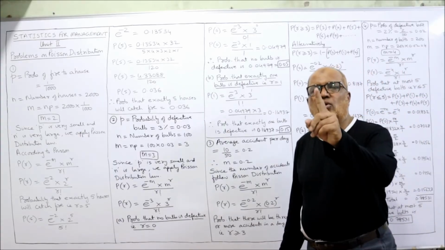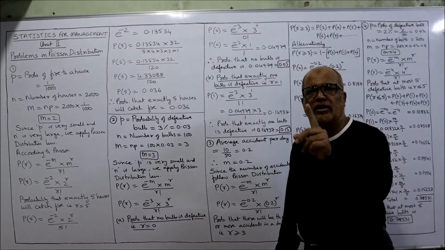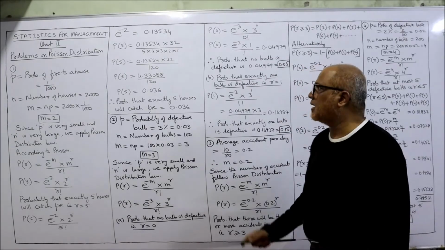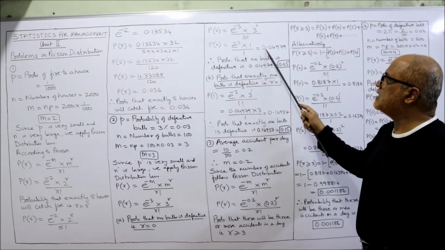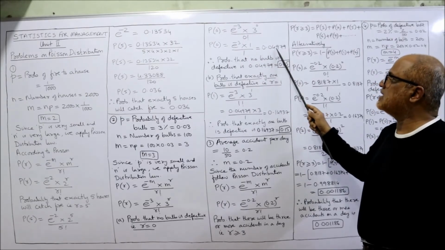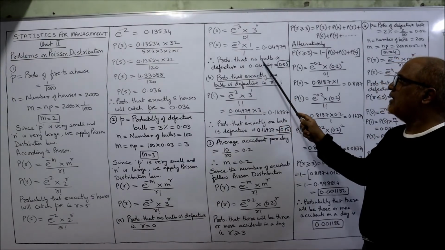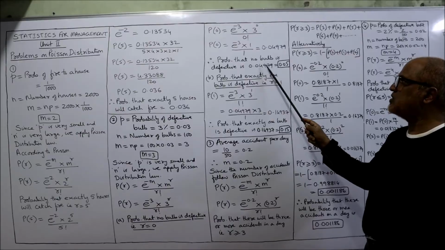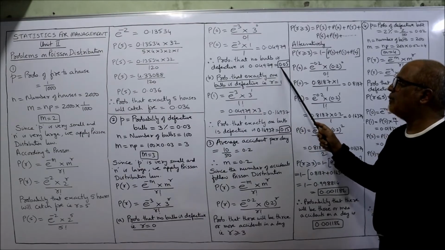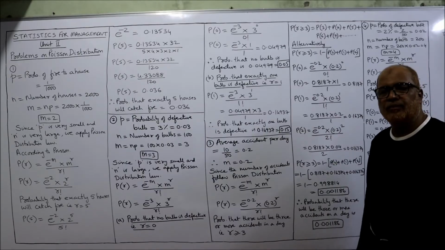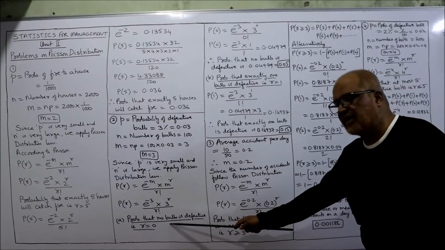Anything raised to the power of 0 will be 1, and 0 factorial always equals 1. So e to the power of minus 3 into 1 divided by 1 gives 0.04979. This is the table value of e to the power of minus 3. Therefore, the probability that no bulb is defective is 0.04979, or if we round it off, 0.05. That's all. So one question we have completed.